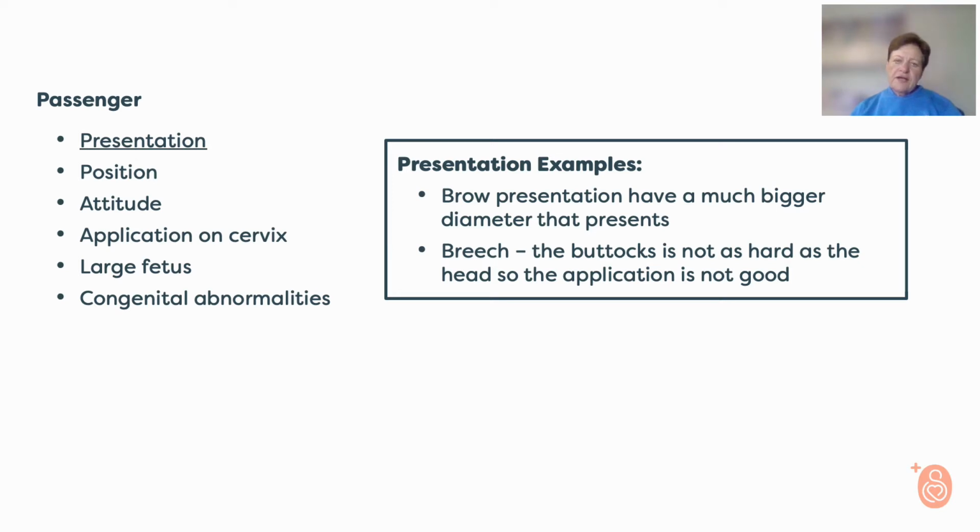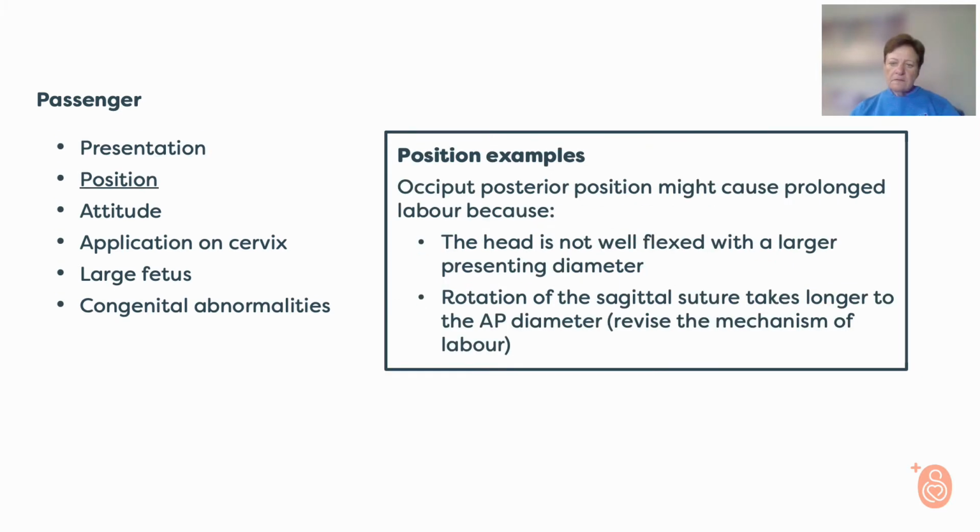For example, if we look at presentation, certain presentations of the fetus might cause prolonged labor. For example, brow presentations, because there's a much bigger diameter of the fetal head that has to move through the pelvis. Or in the case of the breech, it is not as hard as the head, so application is not good. And we've said if application is not good, the contractions are not so good, and labor might be slower than in the case of a cephalic presentation. The position of the fetus might cause prolonged labor for different reasons.